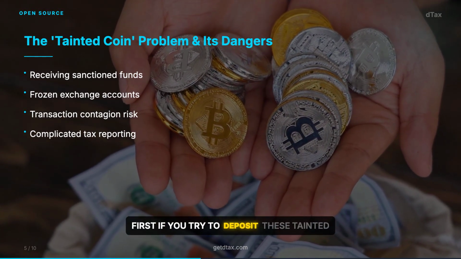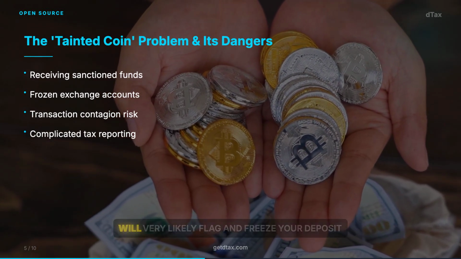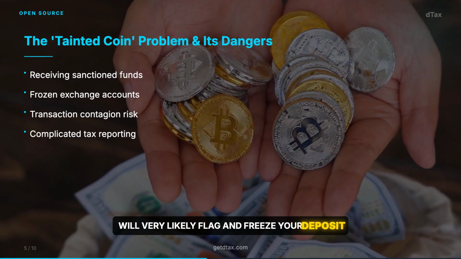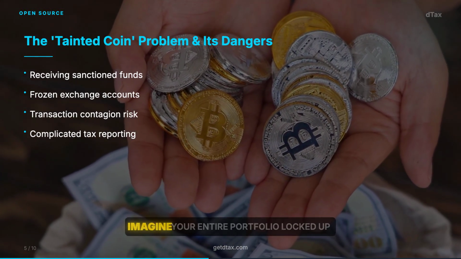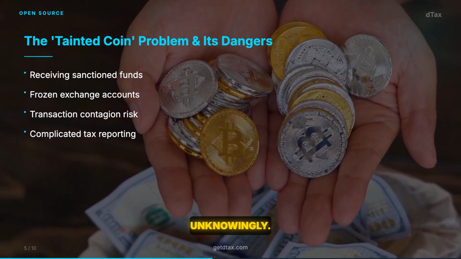First, if you try to deposit these tainted funds into a centralized exchange, their compliance systems will very likely flag and freeze your deposit, or even your entire account. Imagine your entire portfolio locked up because of a few tainted coins you received unknowingly.